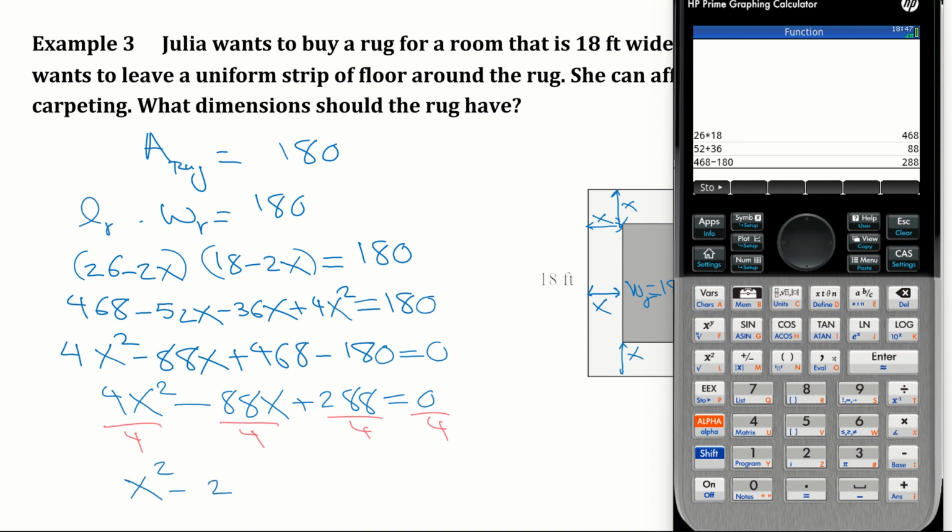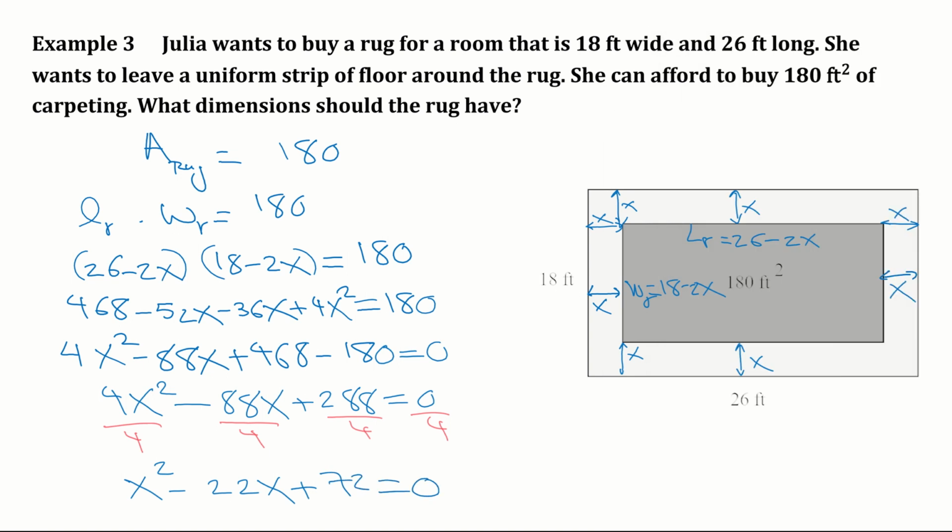x squared minus 22x plus, we're going to divide 288 by 4, 72 equals 0. All right, so now we're going to factor this expression here. So we're looking for two numbers whose product is positive 72 and whose sum is negative 22. So we'll go ahead and factor 72.